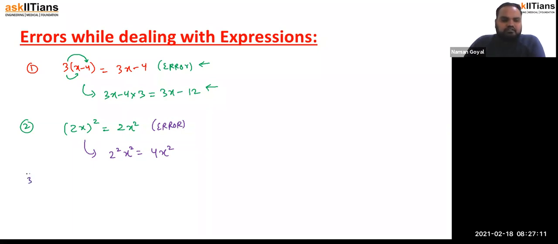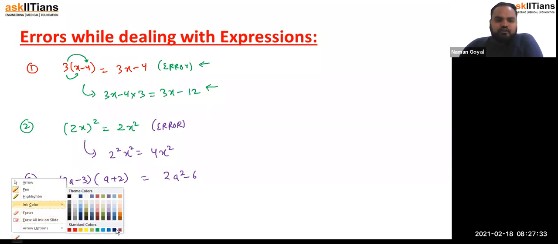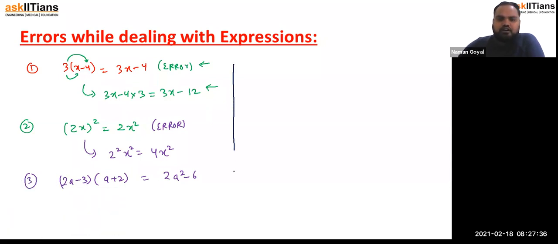Next, if there is an expression like (2a minus 3) multiplied by (a plus 2), and somebody writes this as 2a square minus 6, what we have to check is whether there is any error while performing this. So what we have to do is solve this properly. Okay, so how do we solve this properly? Let me take this LHS quantity, which is 2a minus 3 multiplied with a plus 2.